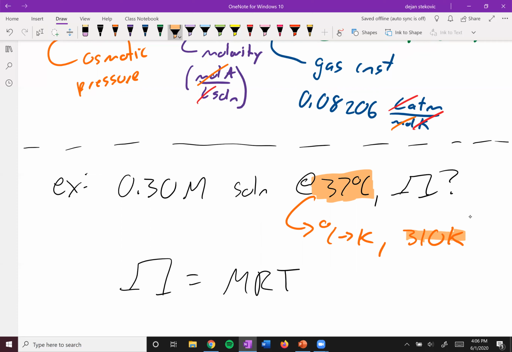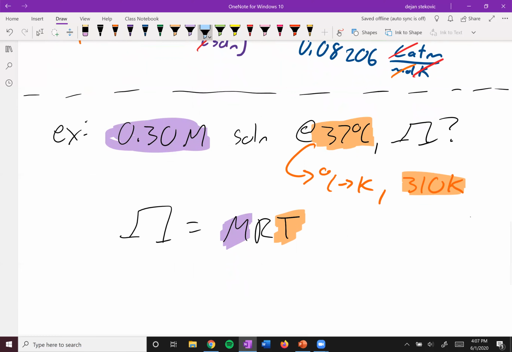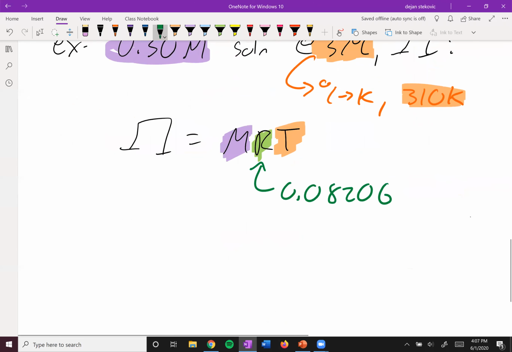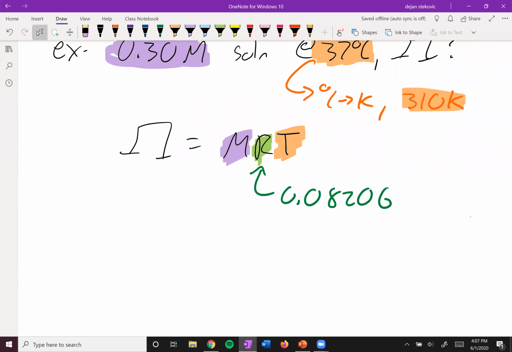We can take this 310 Kelvin and plug it into our T. We're given 0.3 molar, so we can plug that straight in. And we know our gas constant has a value of 0.08206, and I showed you how the units worked above, so the units are fine. Then you just plug and chug and find that the osmotic pressure is 7.6 atmospheres.